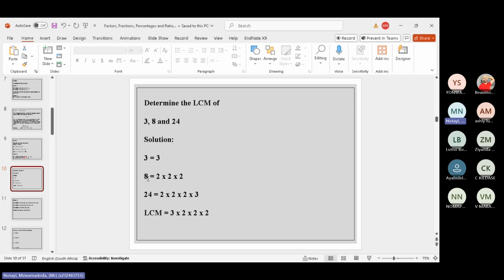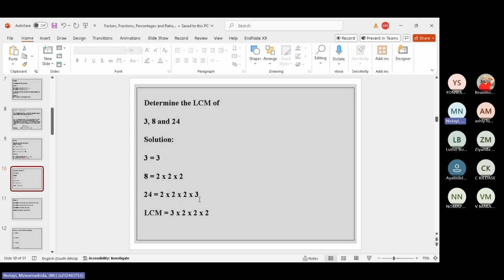And then the second one, 8, written in its prime factors, is 2 multiplied by 2, and then multiplied by 2. And then 24 is 2 times 2 times 2 times 3. You take the prime factors of all these numbers: you get 3 for 3, multiplied by 2 multiplied by 2 multiplied by 2. That is the second number. So 24 is equal to 2 times 2 times 2 times 3.